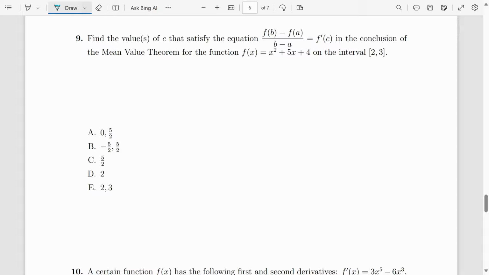Question 9. Find the values of c that satisfy the equation. And this is just the mean value theorem. This is just f of b minus f of a all over b minus a equals f prime of c. In the conclusion of the mean value theorem for the function f of x equals x squared plus 5x plus 4 on the interval from 2 to 3.